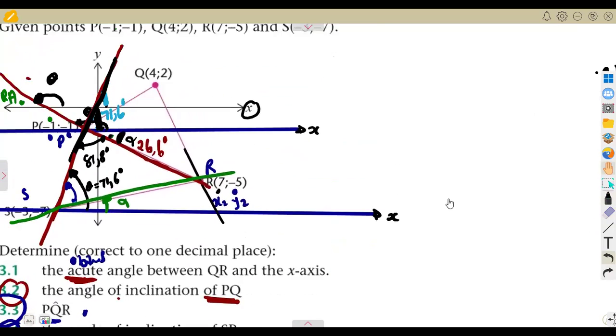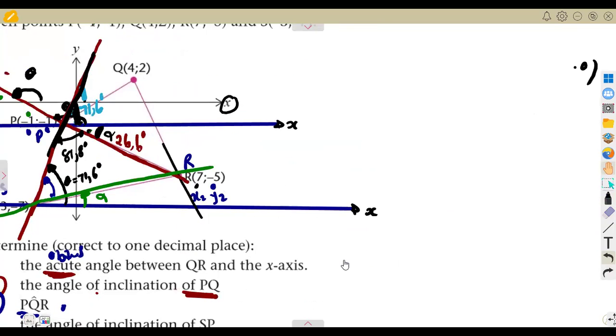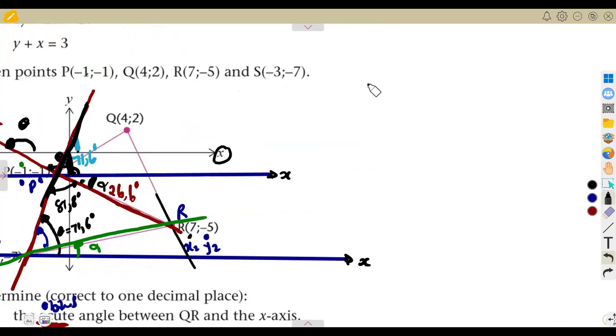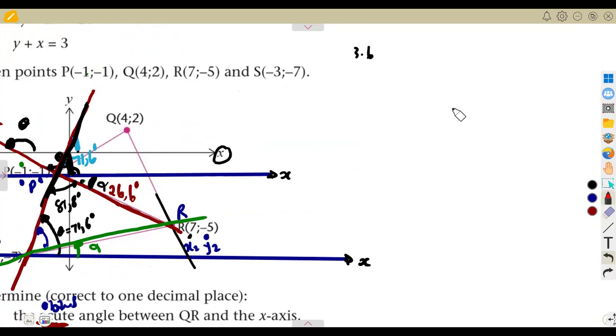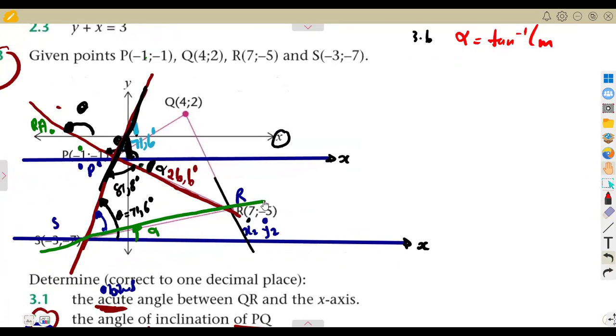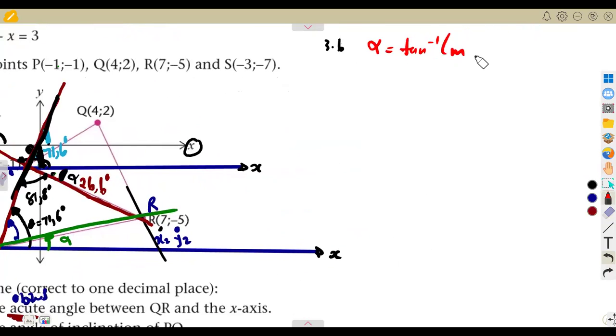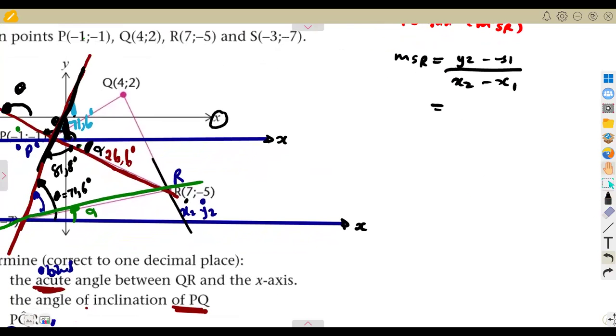Okay, that's PSR, which is 3.6. Okay, let's see. There are so many ways that you can actually do this, but for the basics of understanding, let's consider this way. So alpha is equal to arctan of the gradient of this line, which is SR. So we need the gradient of SR in that case. So we are going to calculate the gradient of SR. Remember our gradient from the change in y over the change in x concept.